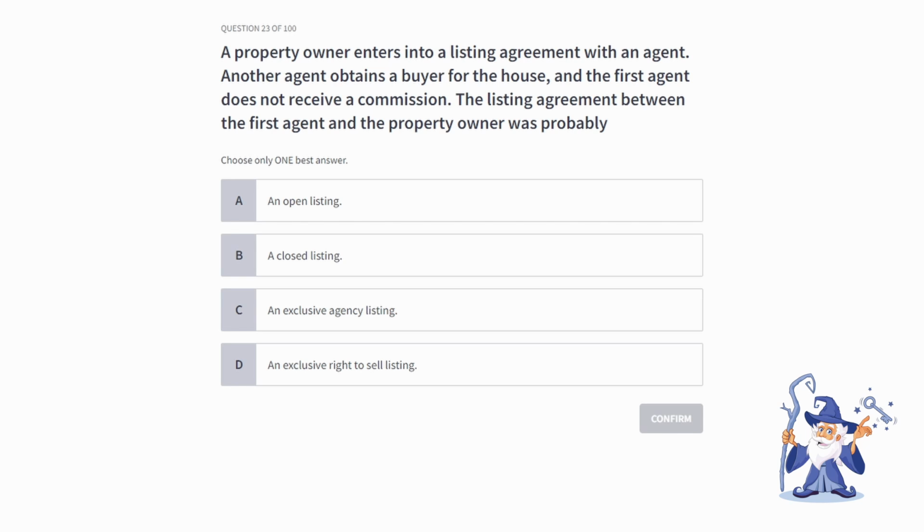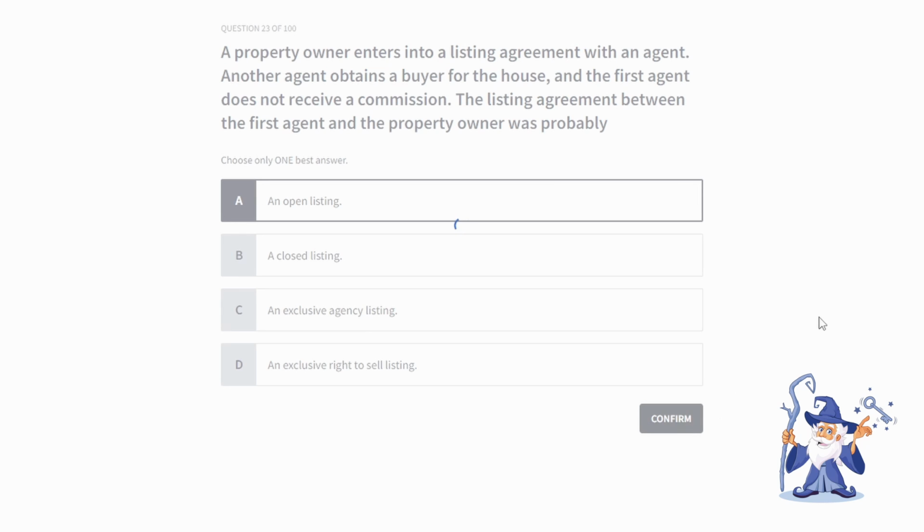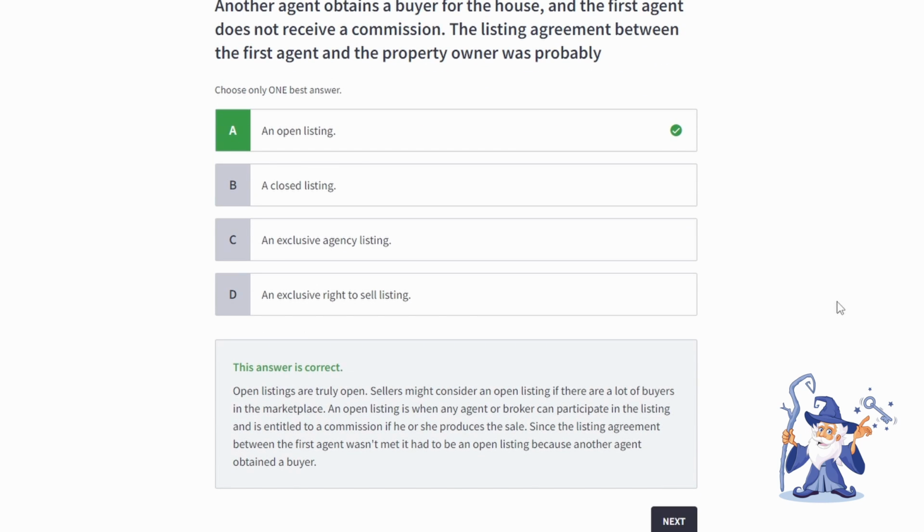Okay, so what is the correct answer for this one? Well, it's going to be A. It's an open listing. Open listings are truly open. Sellers might consider an open listing if there are a lot of buyers in the marketplace. An open listing is when an agent or broker can participate in the listing and is entitled to a commission if he or she produces the sale.